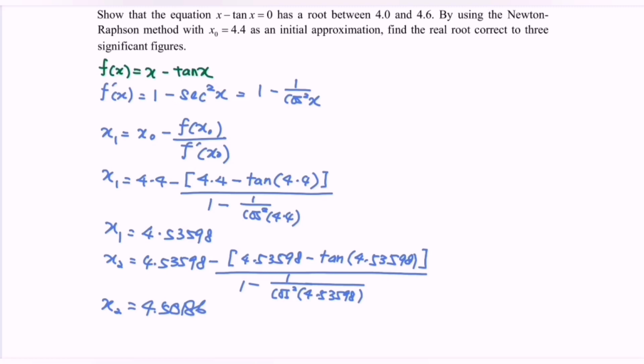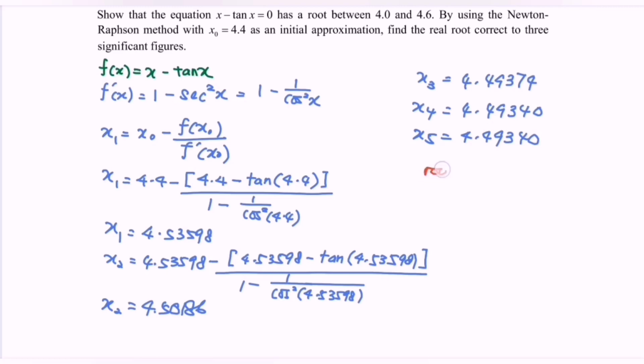4.50186. Repeat the situation. X sub 3 will be equal to 4.49374. Repeat the process. So 4.49340. X sub 5, 4.49340. And we notice that it is a repeated situation. So the root x is 4.49 to 3 significant figures.